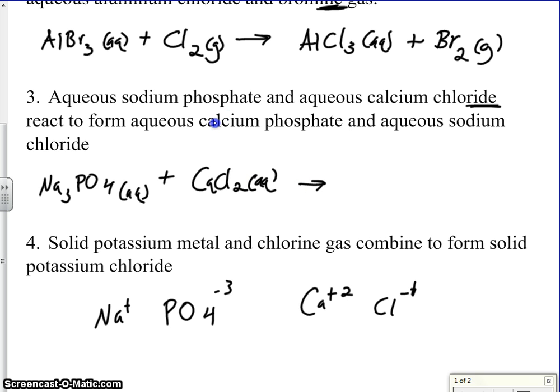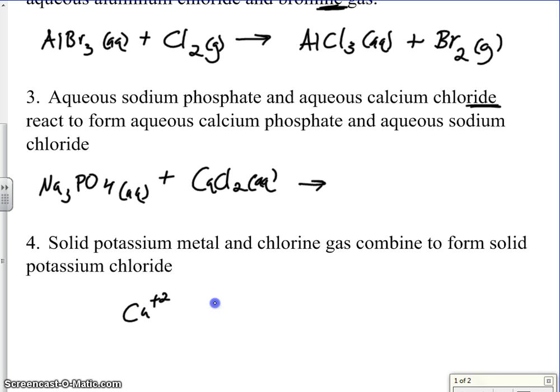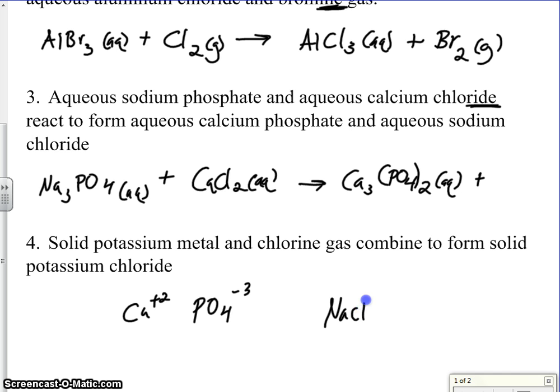We're reacting to form calcium phosphate. So let's erase these down here. Calcium phosphate is Ca +2 with phosphate, PO4 -3. Cross and swap, we get Ca3(PO4)2, and that is an aqueous substance as well. And we're adding that to sodium chloride, Na +1, chlorine is Cl -1, or chloride. Cross and swap, NaCl, and aqueous.